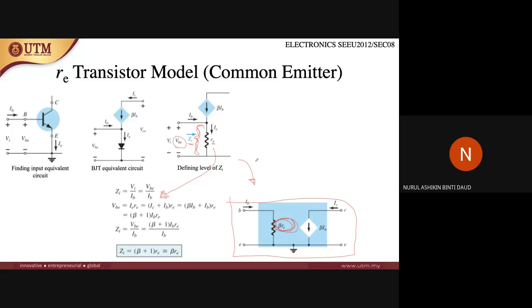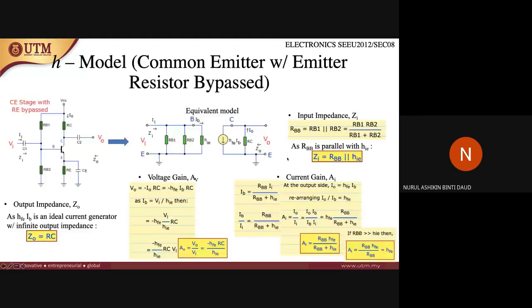Okay, so these are the concept and steps to draw the AC equivalent circuit from the RE transistor. Later on, if you look into the examples of circuit analysis, it will be much easier to understand. Okay, so let's proceed to the pi model first.